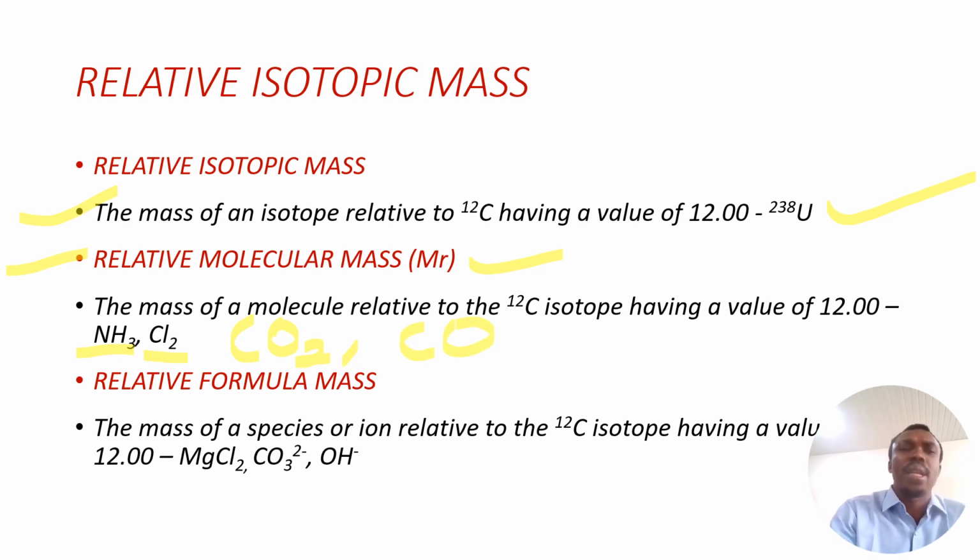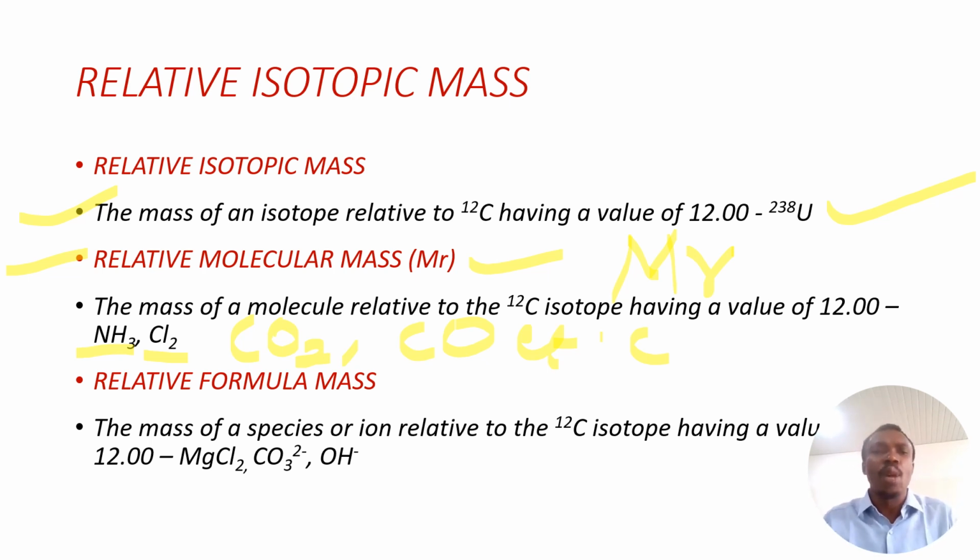Carbon monoxide, and the rest, etc. So it is the mass of a molecule relative to the carbon-12 isotope having a value of 12. We say relative molecular mass. Basically, covalent compounds exist as molecules. So when we talk about relative molecular mass, we use the symbol Mr to represent molecular mass. It is the mass of a molecule relative to the carbon-12 isotope having a value of 12 units.